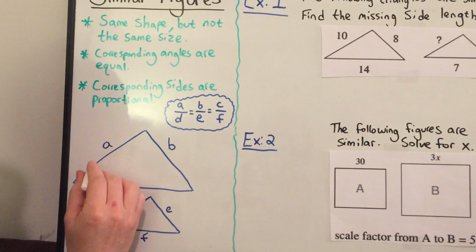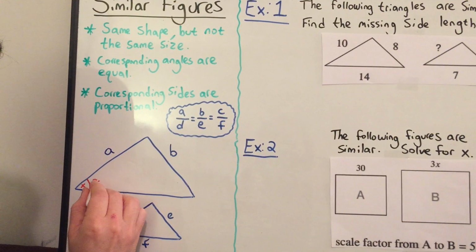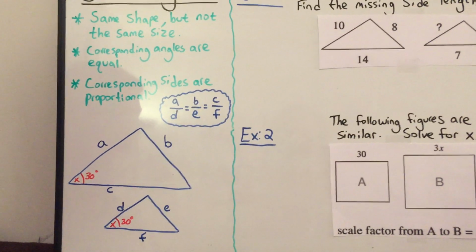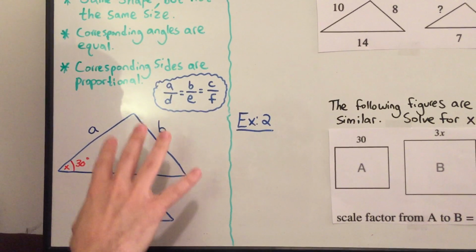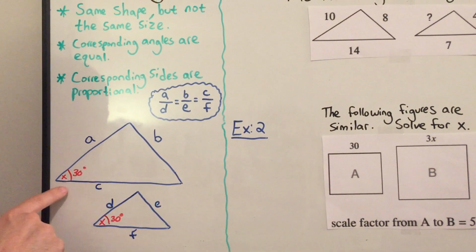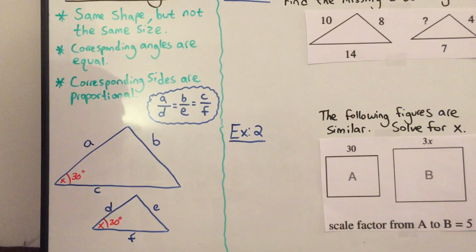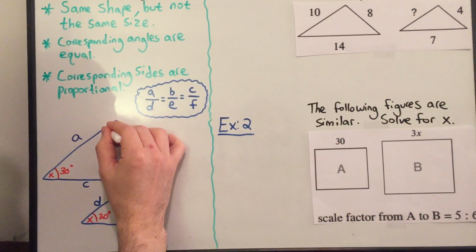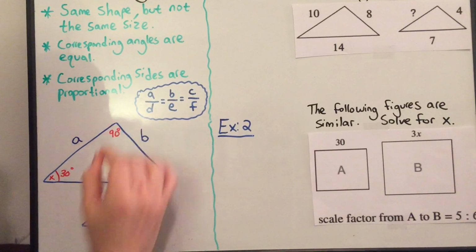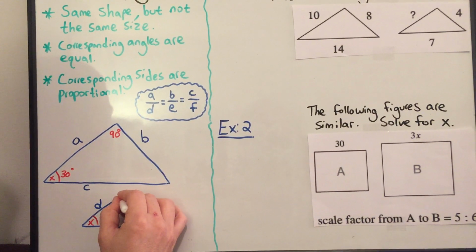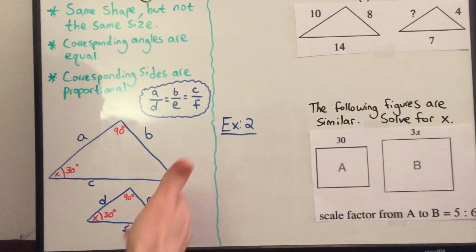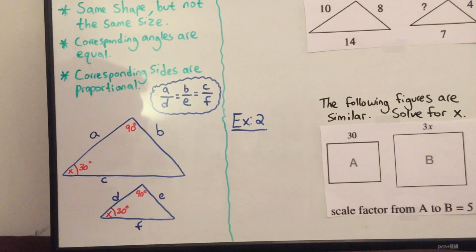For example, let's say this angle was 30 degrees. That would also mean that this angle would also be 30 degrees because with similar figures, their matching angles are equal. For example, let's say I went up here and said that this one was 90 degrees. That would also mean that this matching or corresponding angle down here would be 90 degrees, and so on. Like these 2 angles would also be equal.